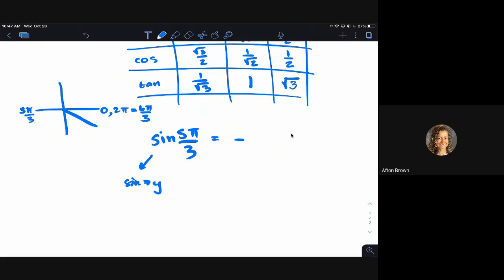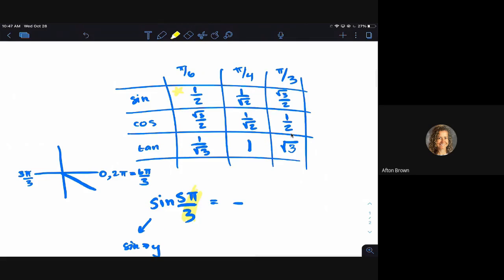And then I just look at the table above. I'm looking for a pi thirds angle, and sine at pi thirds is root 3 over 2. So that's how I know the answer is root 3 over 2. Does that make sense?